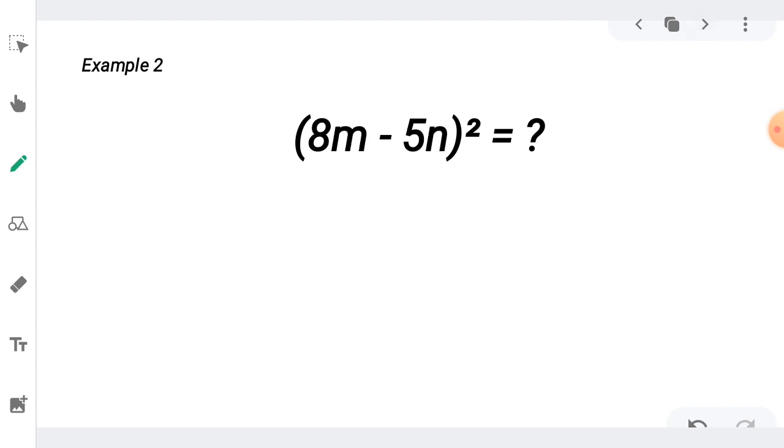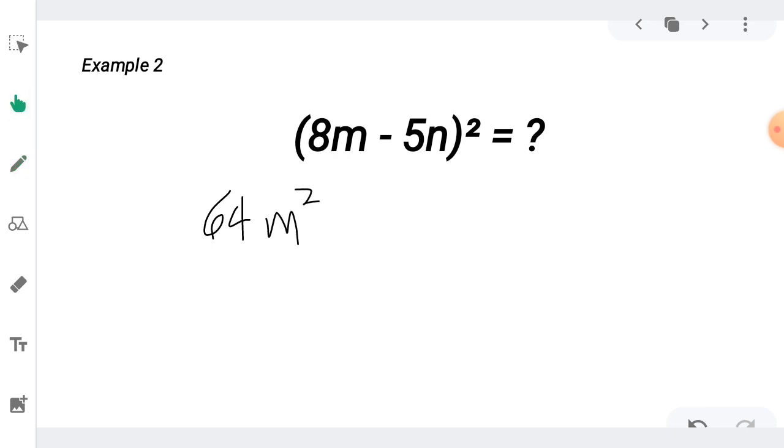Next is example number 2. How about if negative 8m minus 5n squared? So again, we need to square the first term, which is 8m squared. So 8 times 8 is equal to 64. m times m is m squared.